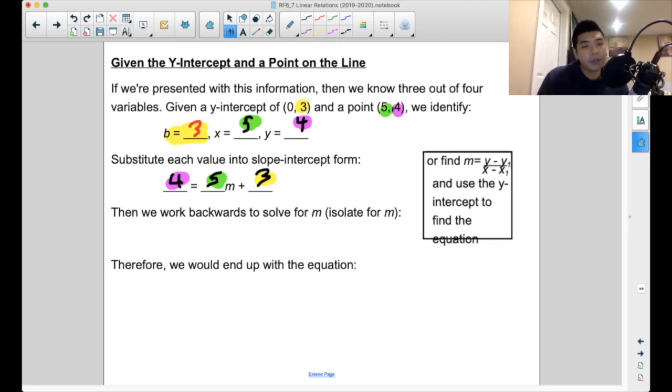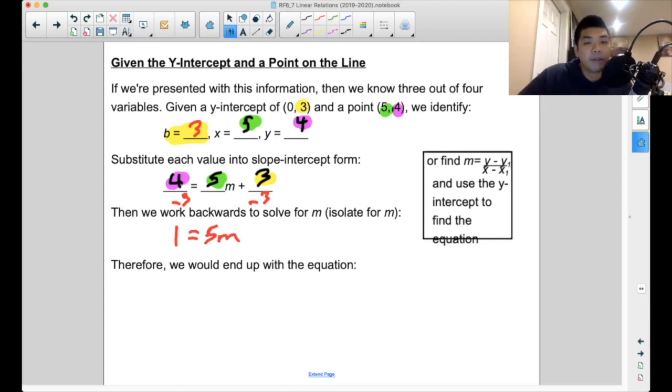So we're going to have to work backwards to solve for m, or rather to isolate for m. So what we need to do here is we're going to try to get that 5m by itself. So we have a 5m plus 3 right now. So in order to get rid of the plus 3, our first step is to subtract 3 from both sides. So we're going to subtract 3 from the right side and then subtract 3 from the left side. So we are left with 1 on the left side is equal to 5m.